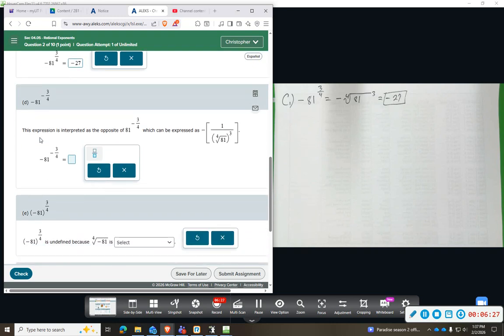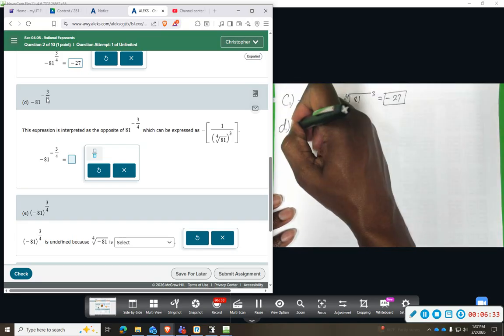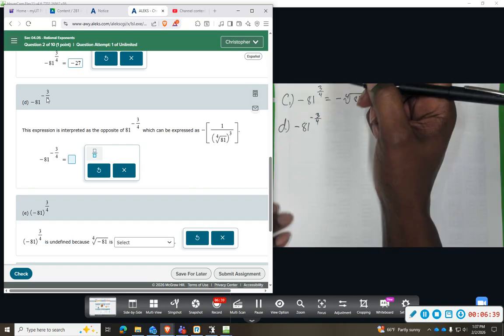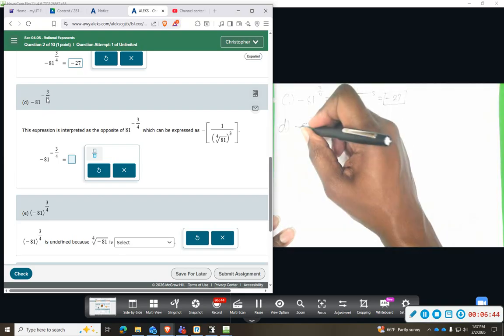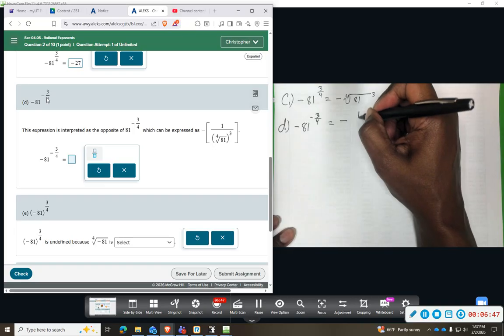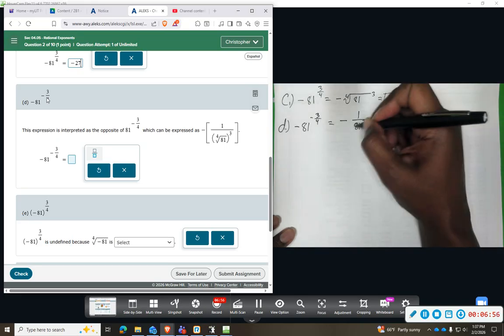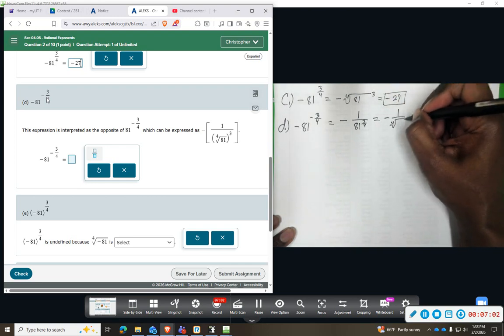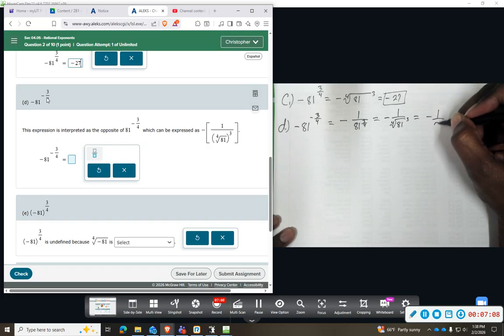D, we have a negative on both. So we have a negative 81 raised to the negative 3/4 power. This negative out front will stay. It's just kind of like multiplying the final answer by a negative. Because of the negative exponent, we would move this into the bottom. Opposite location of the fraction is the way I explain it. Okay. And then you would rewrite it as negative 1 over the 4th root of 81 cubed, and that would give you a negative 1 over 27.